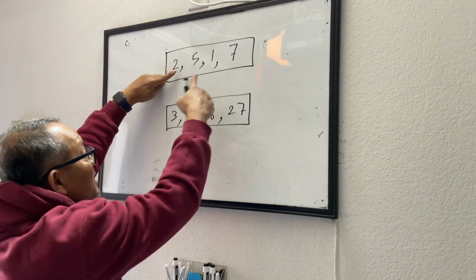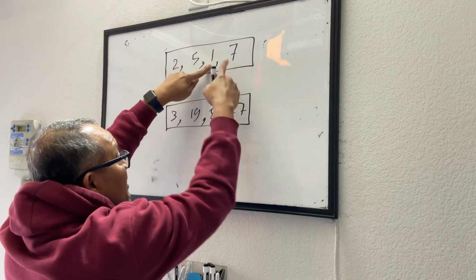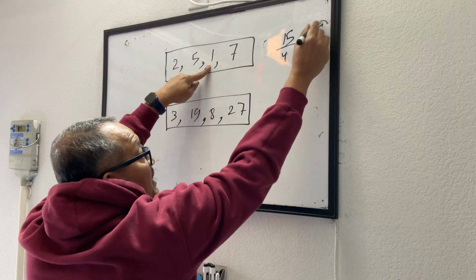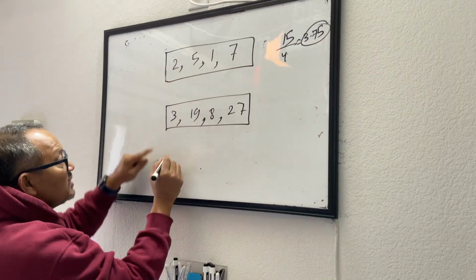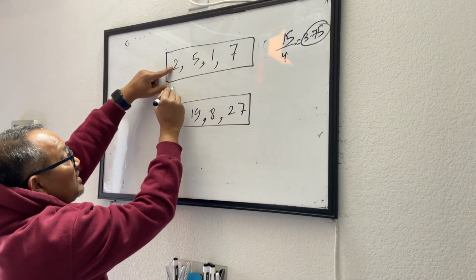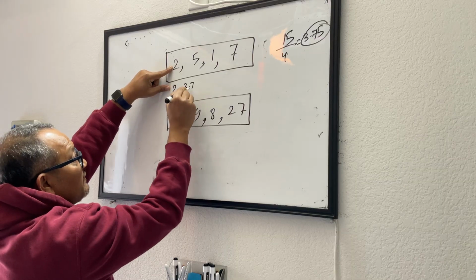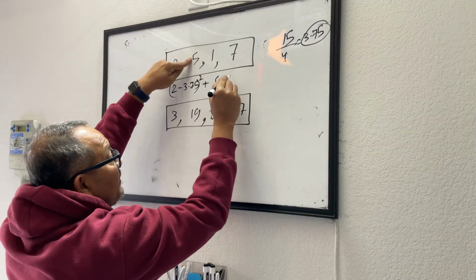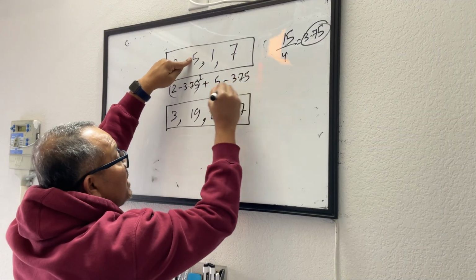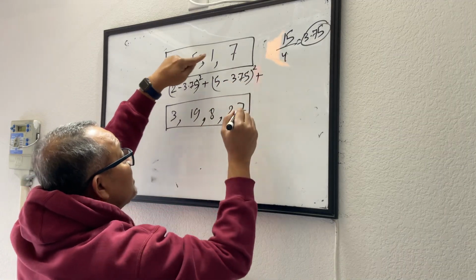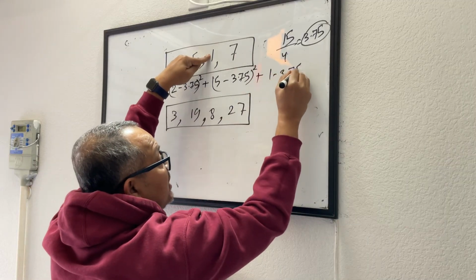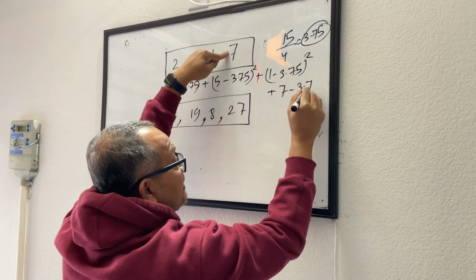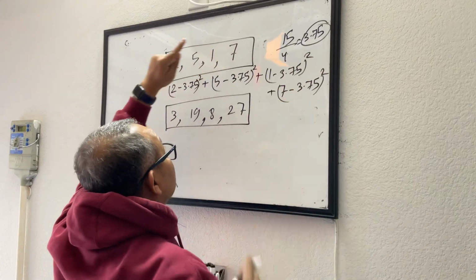So here, what is my mean? 2 plus 5, 7, plus 1, 8, plus 7, 15. 15 divided by 4, that is 3.75. This is my mean. So what I'll do is, look at the first number, 2 minus 3.75, do a square of that. Second number, 5 minus 3.75, do a square of that. Plus 1 minus 3.75, do a square of that. 7 minus 3.75, do a square of that.